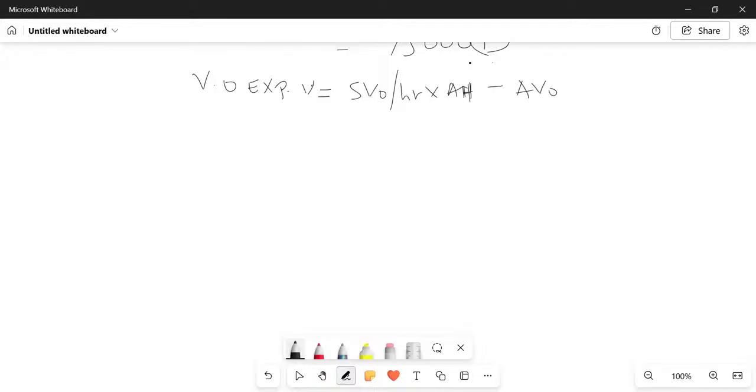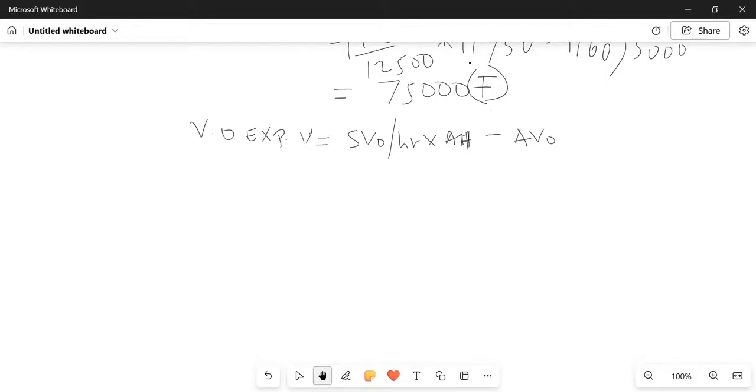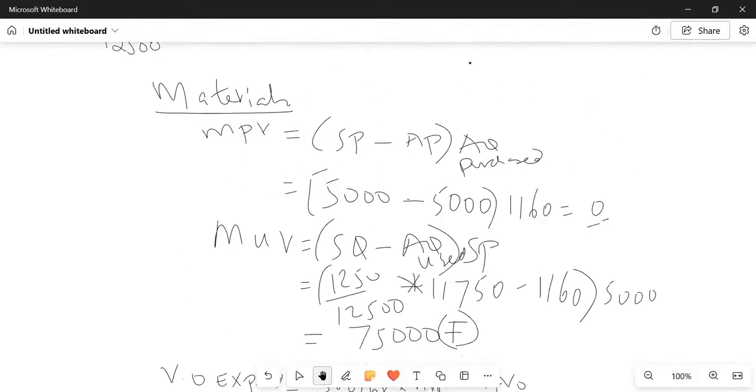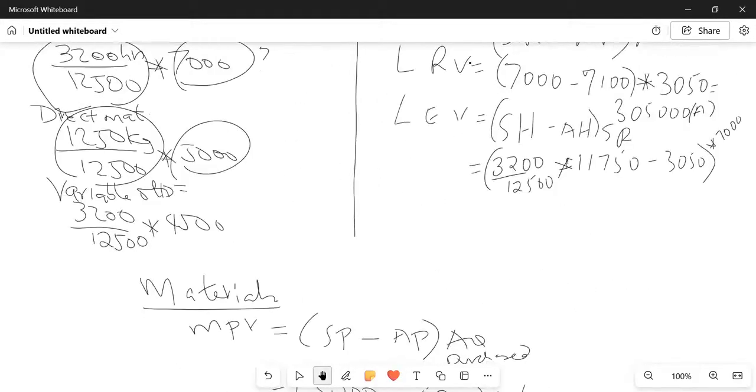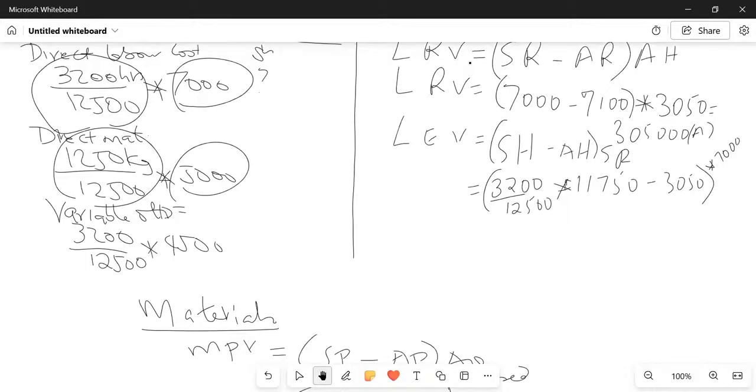So do we have standard variable overheads per hour? We do. We have it. How come you guys are not able to see it? Variable overhead per hour is what here? Standard variable overhead per hour. And the rate of paying these variable overheads is 4,500 per hour.